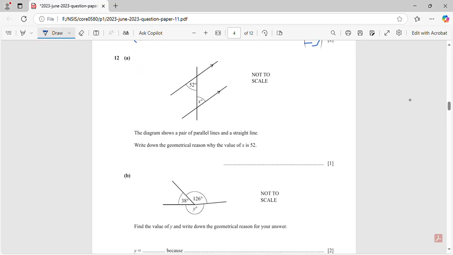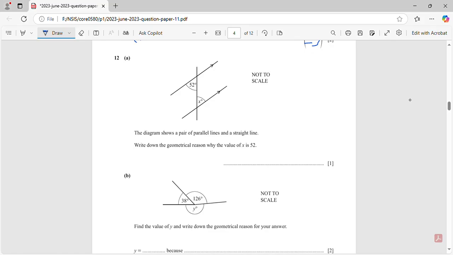Okay, here the diagram shows pair of parallel line and a straight line. Write down the geometrical reason why the value x equal 52. What does this mean? I have many names for this. We have like supplementary interior, we have like corresponding, we have like vertical opposite, we have like alternate. This is all I can represent it in parallel line.